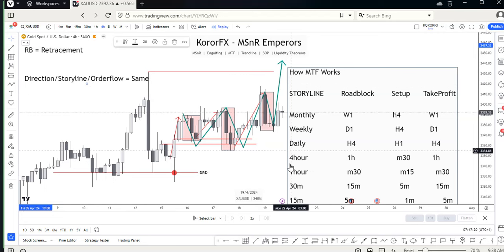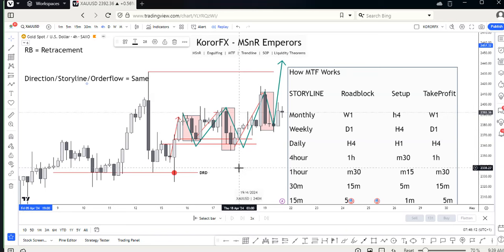So storyline, this time frame, is our directional bias, the overall picture of the market, where the market is headed to. When you get your storyline, what you want is to control the storyline. So go one time frame lower and control that storyline, because price always reacts at a resistance level that is one time frame lower than the storyline time frame, and that's really very clear right now.